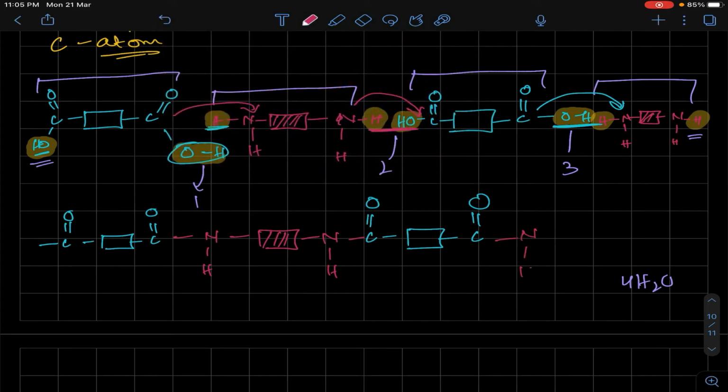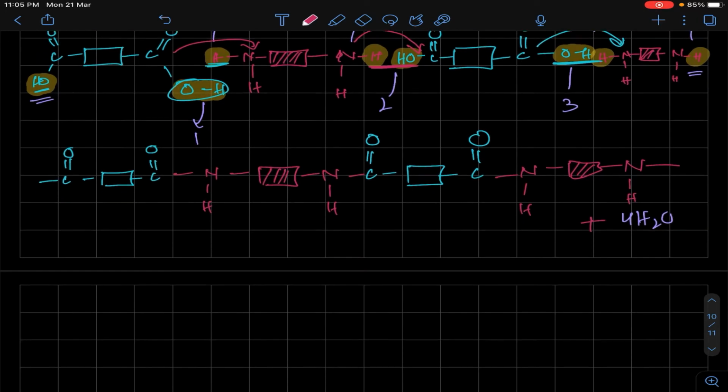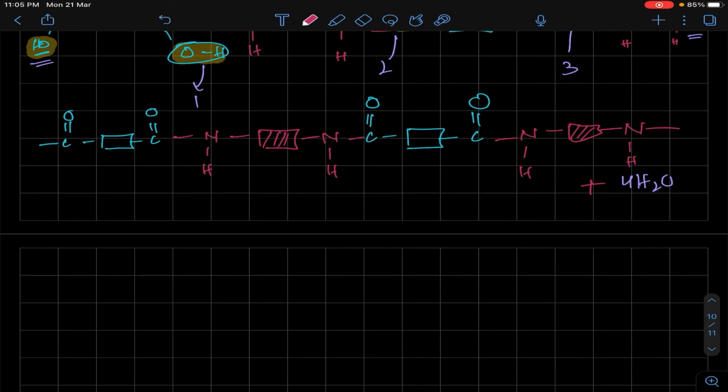So NH and NH, right? So now this is the structure of nylon. 4 water molecules are lost and we get the structure of nylon, in which we have dioic acid and diamine. So this is known as nylon. This structure is known as nylon.